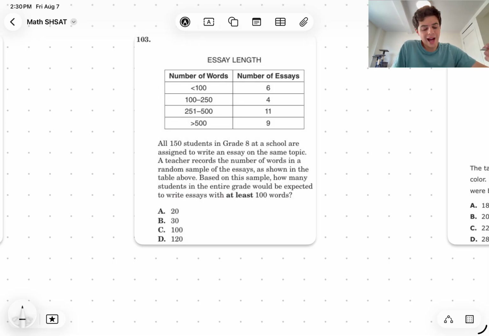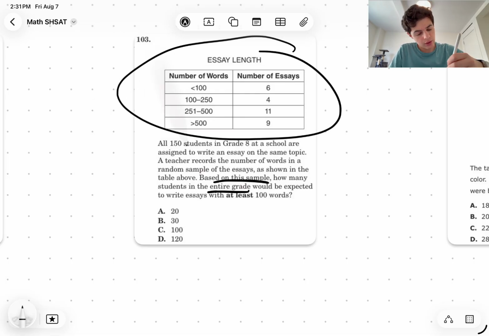Based on the sample, how many students in the entire grade would be expected to write essays with at least 100 words? Okay, so the key thing here is, based on the sample, how many students in the entire grade. They're asking us to use the sample here to basically decide what will happen with all 150 students. So first of all, they want us to see how many with at least 100 words. So let's count how many in the sample have at least 100 words.